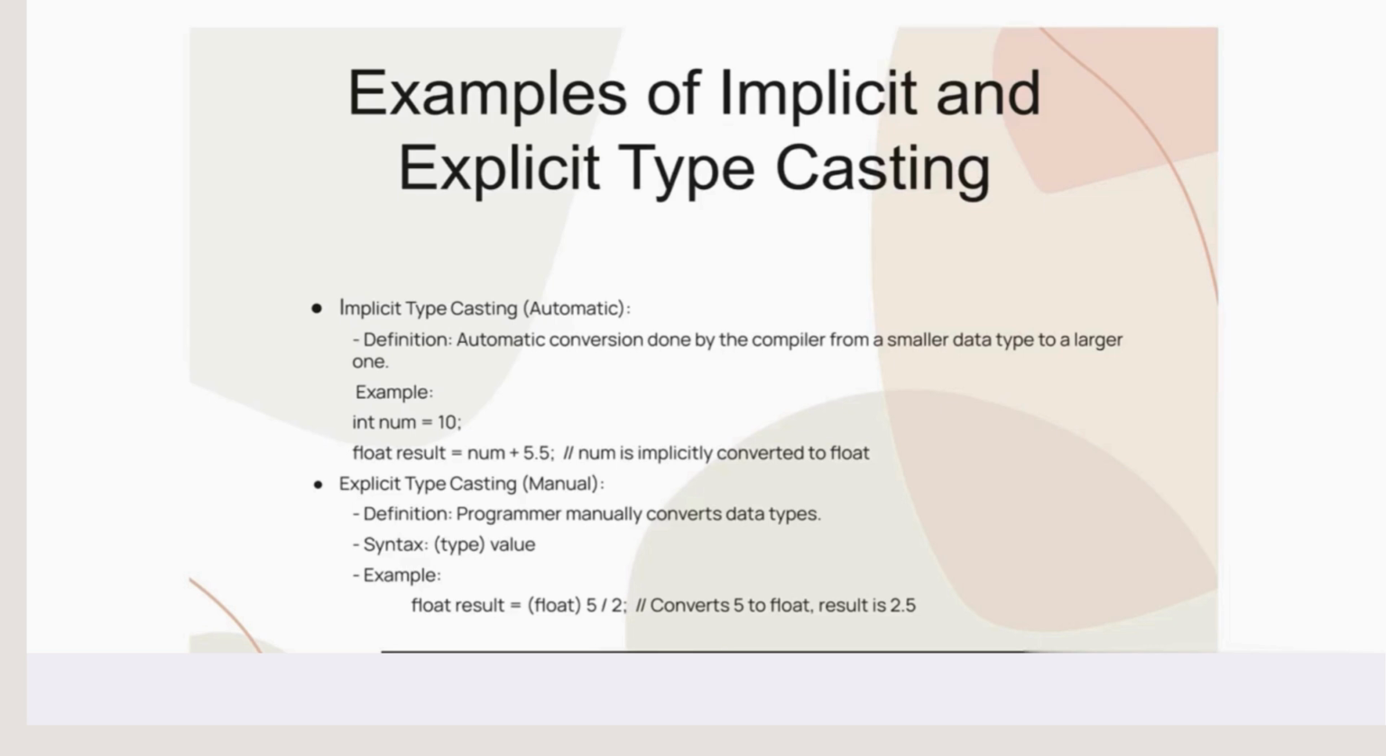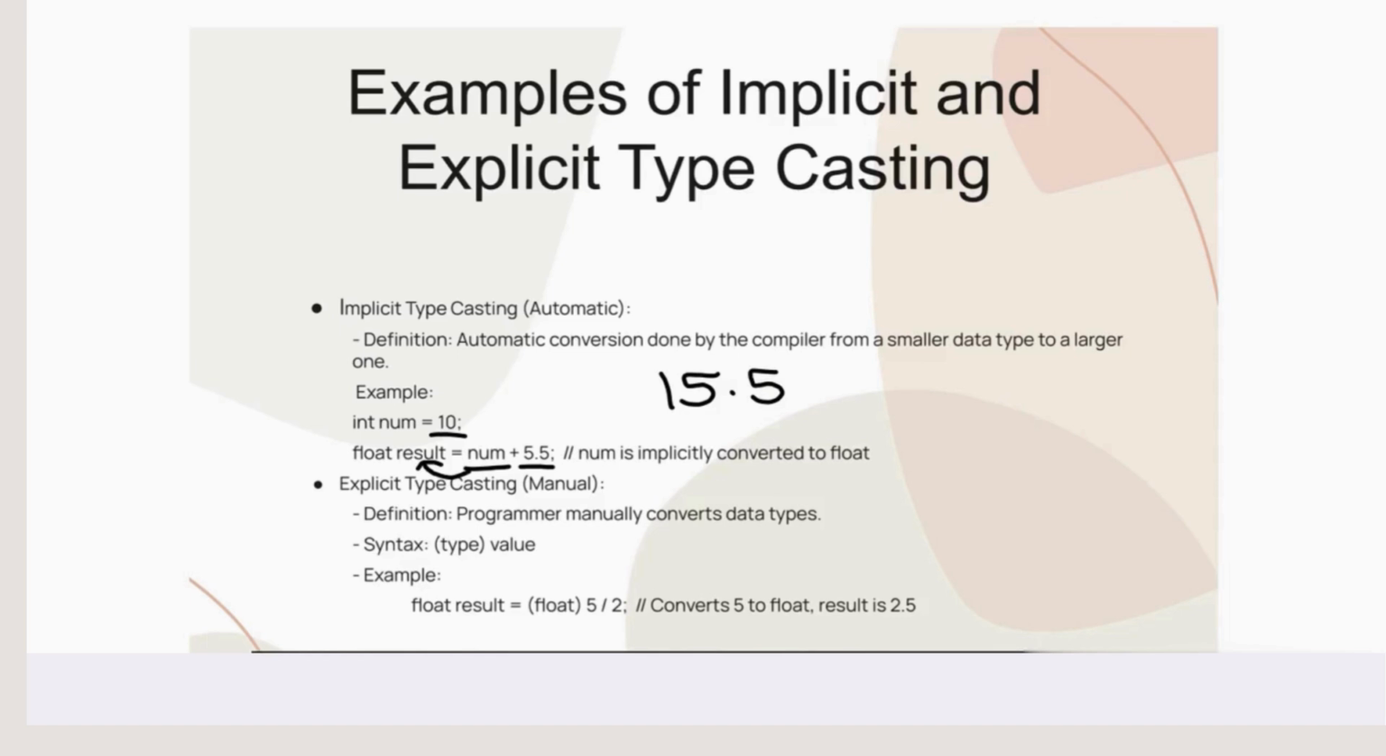I have an integer variable num with value 10, a float variable result, and I want to add an integer with a float 5.5. Let's say 10 plus 5.5. So ideally the result would be 15.5. Now in this case, as we have an integer holding a whole number and a floating point value 5.5, when we add these numbers, it will generate 15.5 and give it to the result variable. Here num is implicitly converted to float only for this executable statement.